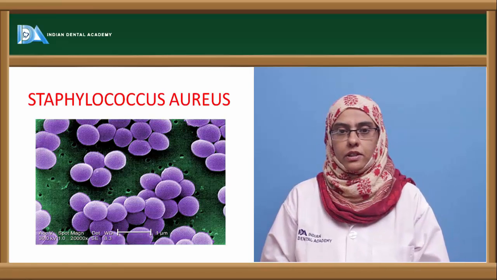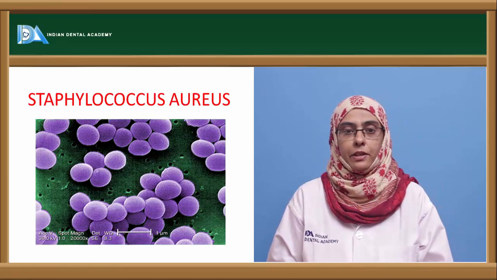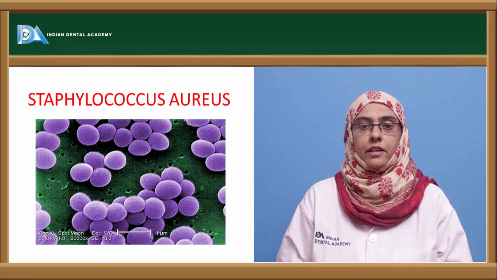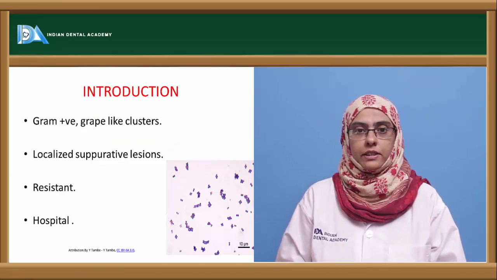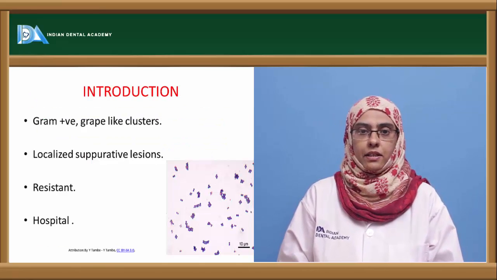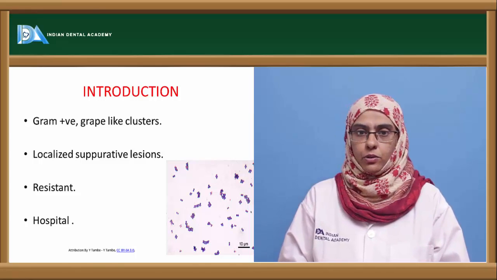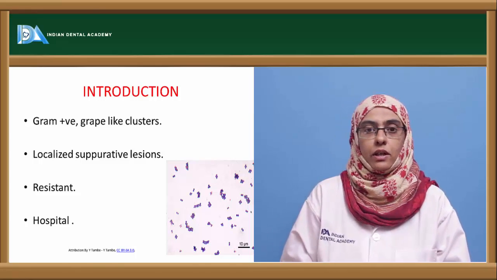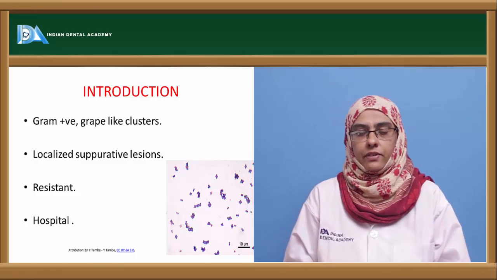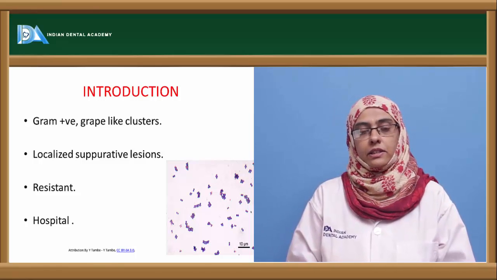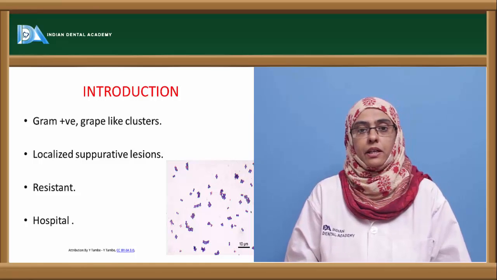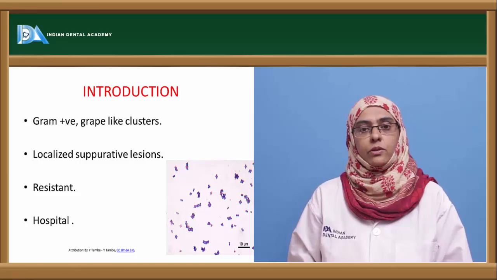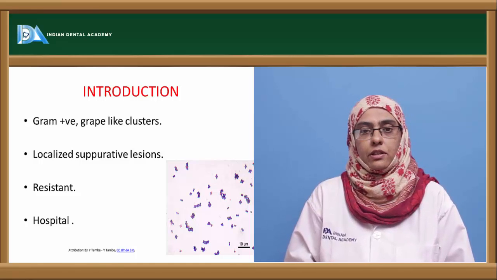The topic is Staphylococcus aureus. These organisms are very important for us to study because they are the ones involved in pyogenic infections of human beings. They are gram-positive organisms appearing in grape-like clusters under the light microscope, and they are mostly involved in localized suppurative lesions, that is, pyogenic infections. These organisms are very helpful for us to study because they have developed resistance against different types of antibiotics, thereby making treatment very difficult and leading to a variety of pyogenic infections in the human body.